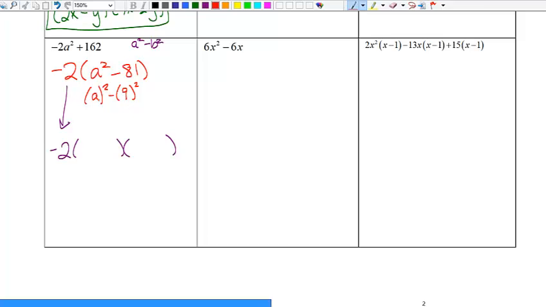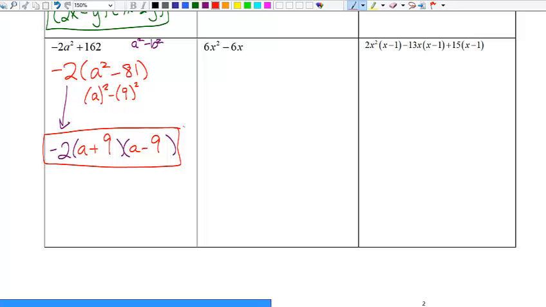And what squared gets you 81? Well, 9. Now that I've got it written in this form, I can put my a's in the front, 9's in the back, and one plus, one minus. Don't forget to bring the negative 2 down. That's why I brought it down in the beginning, so I wouldn't forget. A lot of times students will forget to do that.